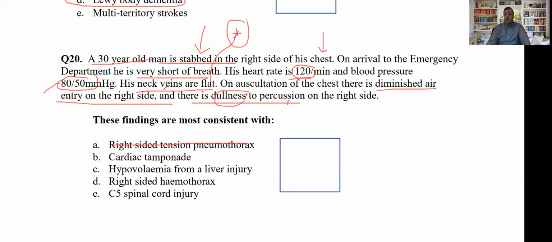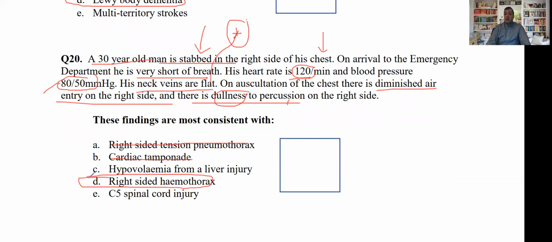Cardiac tamponade, this is also wrong. Why? Because cardiac tamponade is associated with hypotension and distended neck veins, and associated with muffled heart sounds, which is called Beck's triad. So this is wrong. Hypovolemia from the liver injury: here it's hypovolemia, but it's not because of the liver injury. Most likely the cause of hypovolemia is the hemothorax, not the liver injury. Right-sided hemothorax is the most likely diagnosis, and most likely it is a severe hemothorax.